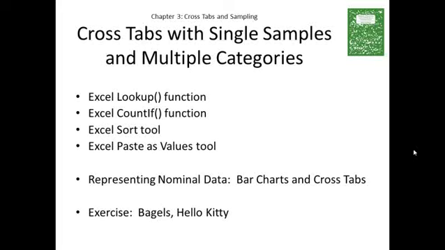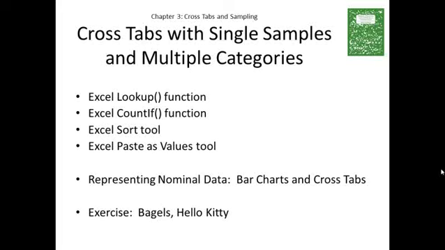So we're going to use the lookup function. We're also going to use the COUNTIF function. Finally, Excel has a few tools we're going to use, the sort tool and the paste as values tool. We'll have to use all of those parts in order to do a crosstab with a single sample, converting text into numbers, and then finally making a nice little table and plot of that.